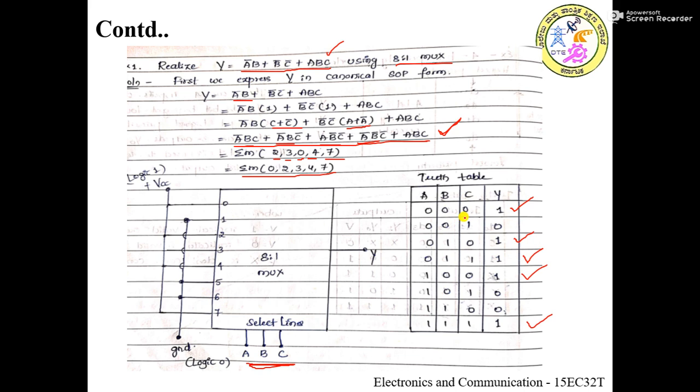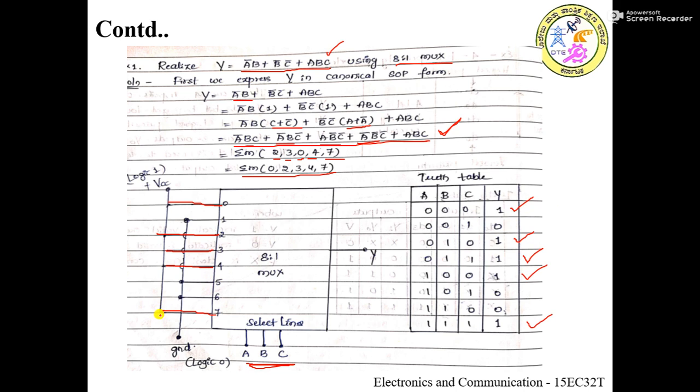So how should we map this? We can see here 0, 2, 3, 4 and 7. So for all these combinations the output is 1.